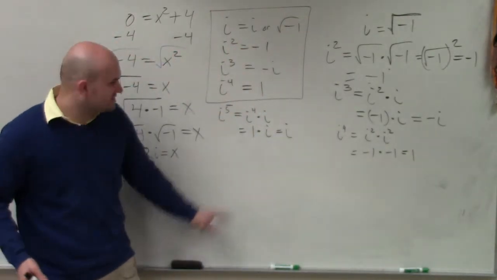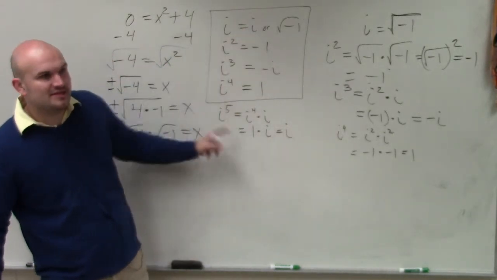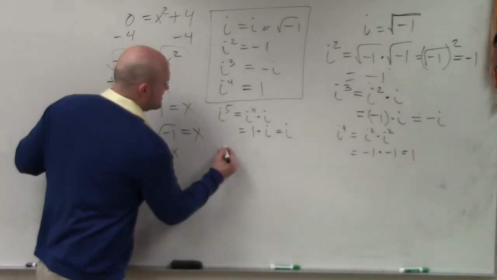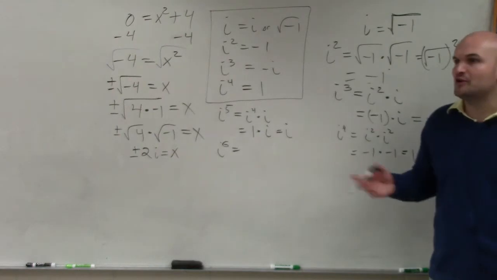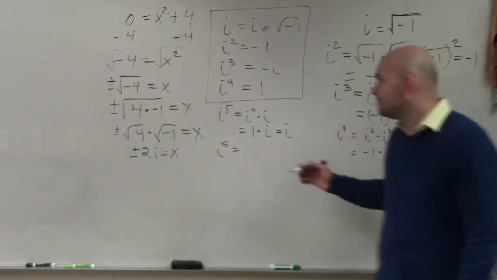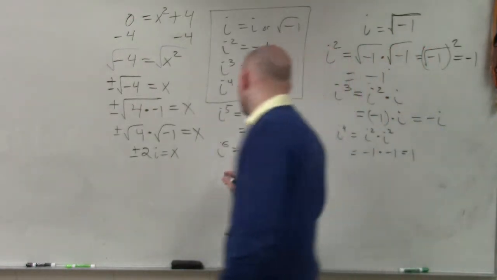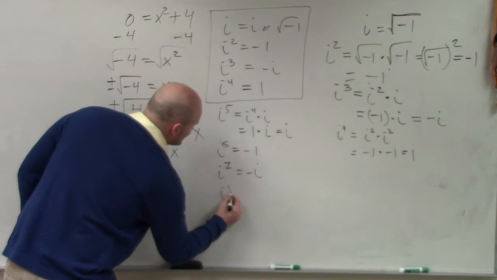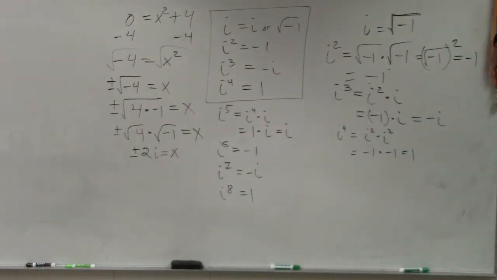So what I want you guys to understand is i to the fifth goes back. It starts again. This just keeps on repeating itself. So therefore, i to the sixth, using that pattern, what do you guys think i to the sixth would be? Just by going with the pattern. -1. And you guys can keep on going. i to the seventh. i to the eighth equals 1. But basically, you guys just need to know the first 4. That's all you really need to know. OK, Abby?